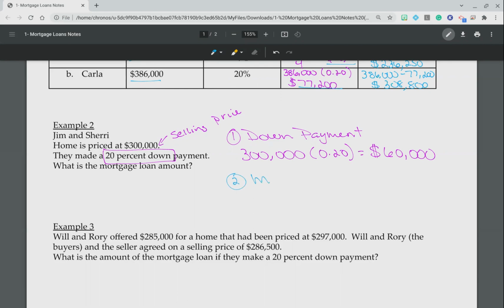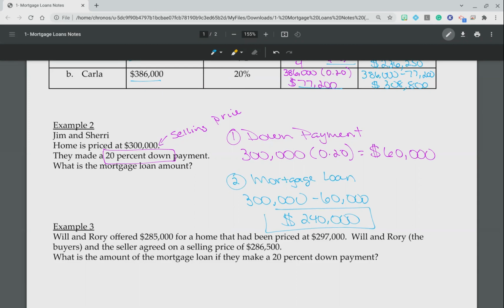Then I find my mortgage loan amount. Remember, I take my selling price and subtract how much I already paid for my down payment. So Jim and Sherry are going to have to take out a loan for $240,000.